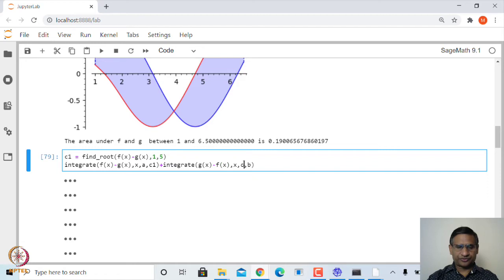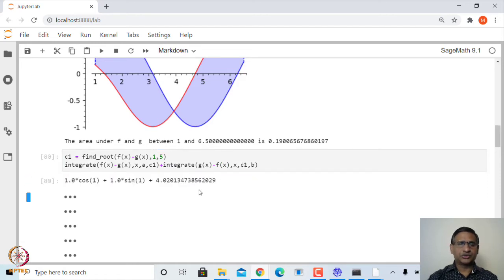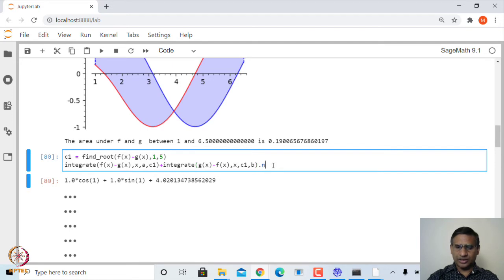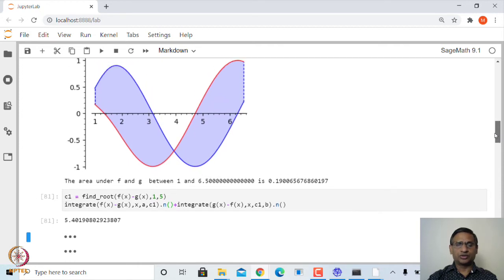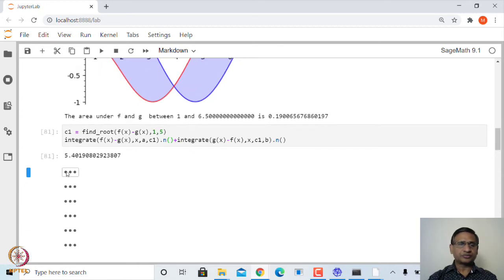and then the next one will be the integral of gx minus fx from C1 to B. So if you add these two, take its numerical value with dot n, and here also dot n, that's the actual integral, right. So this is how you can find an area between two intersecting curves, right.